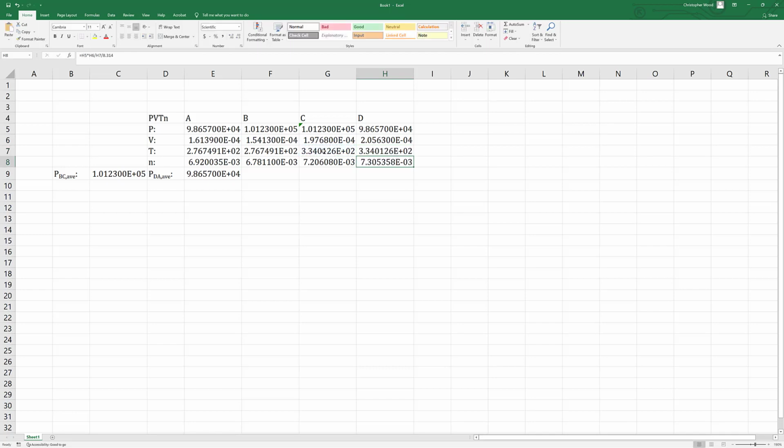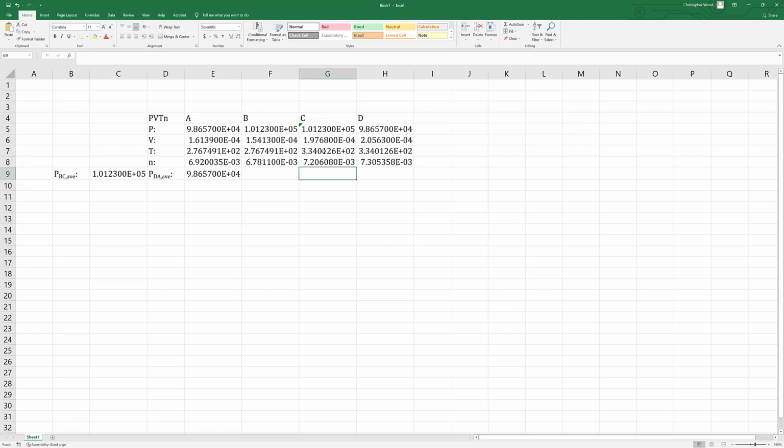So ready, here goes, equals, and click on the temperature at state C. You can see the number of moles at energy state D should exactly equal 7.305358 E minus 3. Once again, if any of these numbers differ from what you have, go ahead and troubleshoot so that you exactly match everything on this screen.